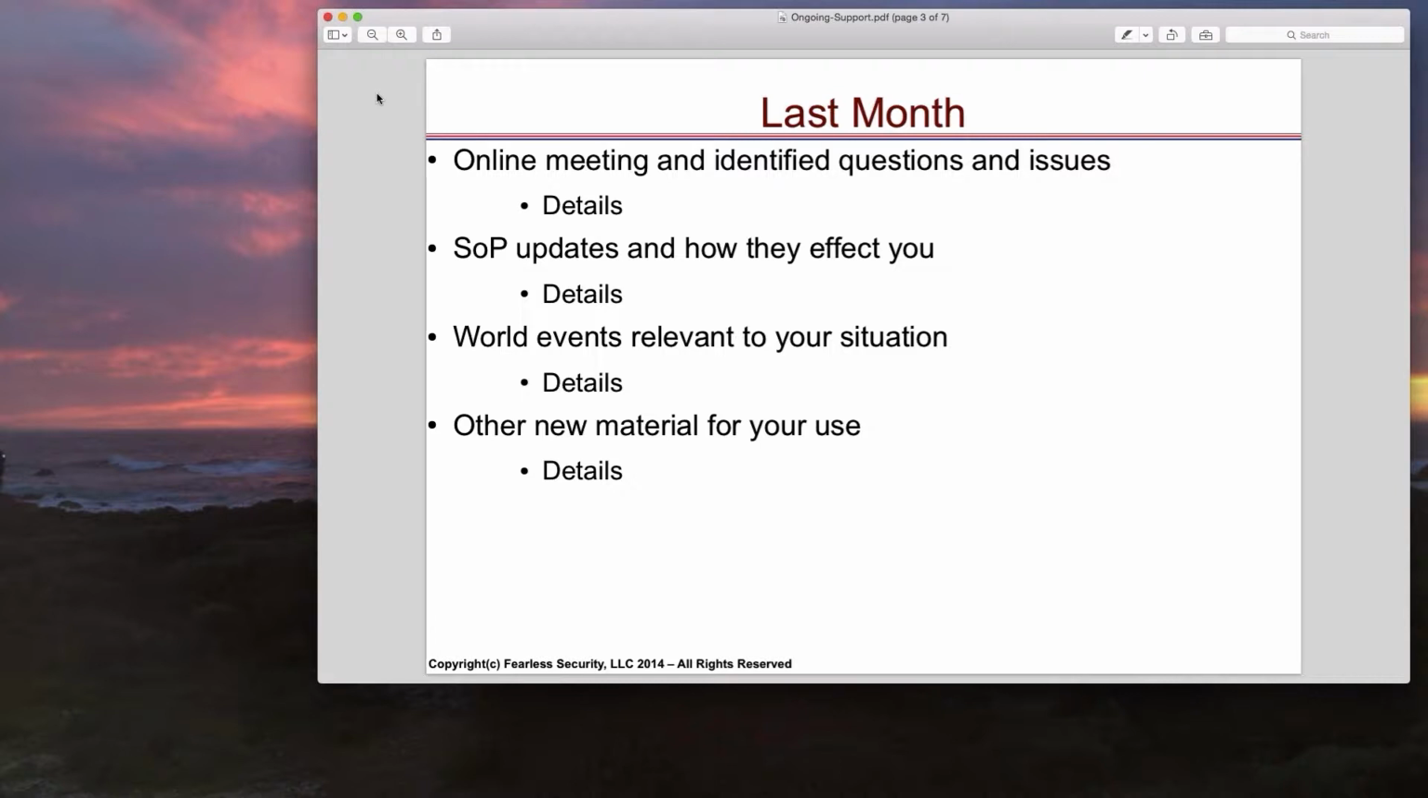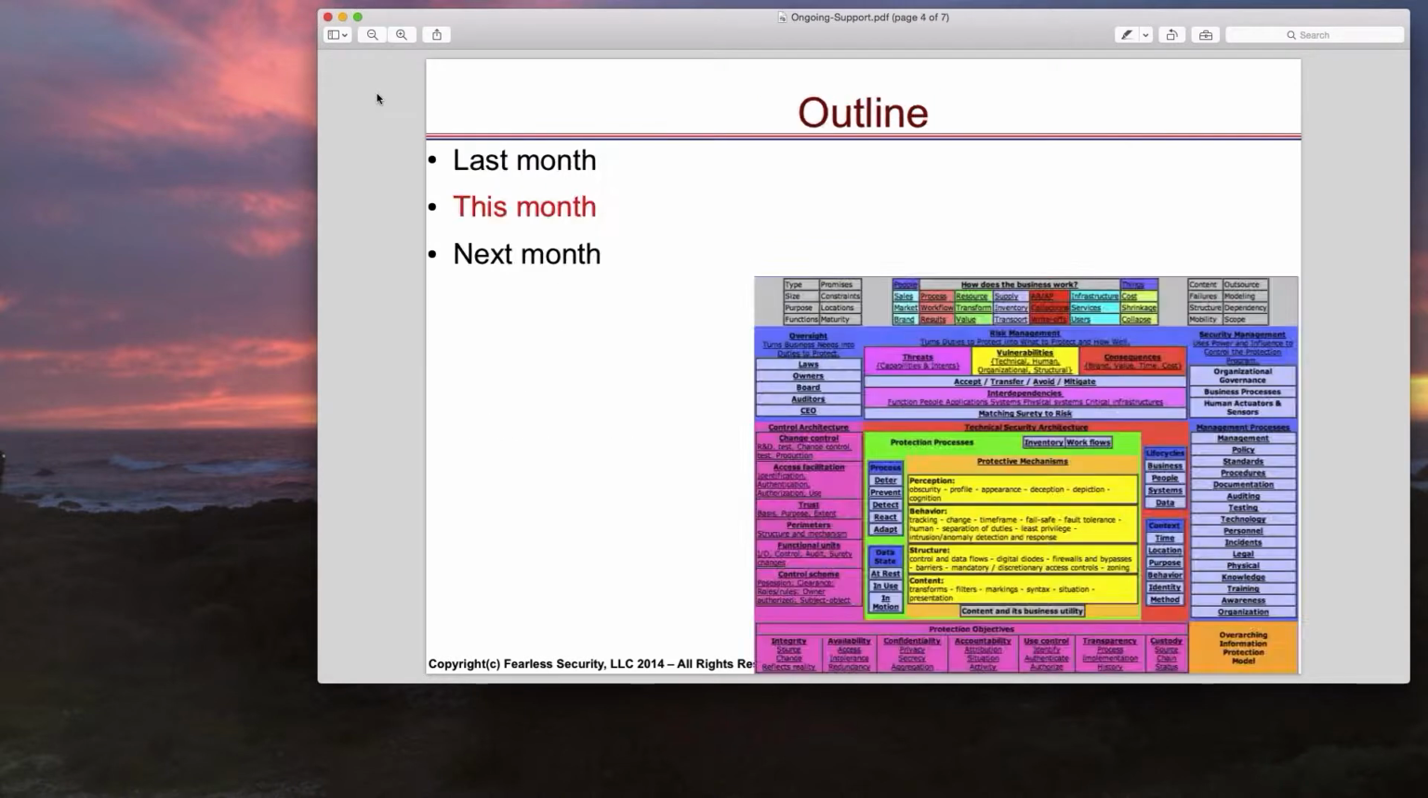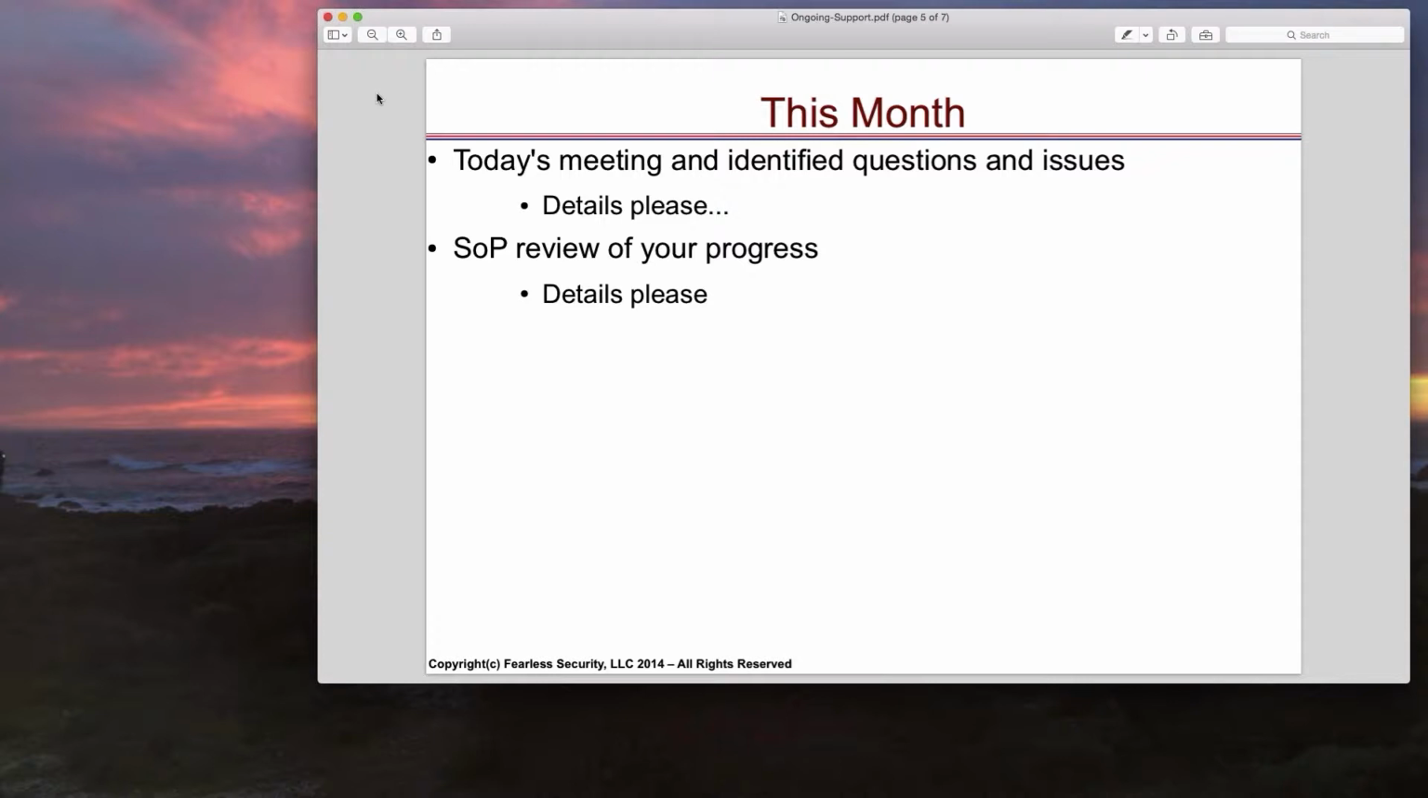Updates to the standard of practice, as I mentioned earlier, there are several updates a month, and to the extent that they affect your enterprise, that's part of the information you get. And we update you on those relative to your as-is and reasonable and prudent future state. We also discuss world events relevant to your situation and identify other new material for your use. We then go into any questions you've identified for this month and things you want to know about.